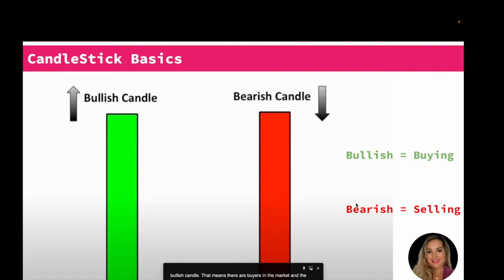When you see a strong red candle, like the one on the screen here to the right, that would be considered a bearish candle. When you see a bearish candle, that means that selling pressure is now in the market and that the price has come down. So just remember, green is buying and red is selling when you see those kind of candles. Green means bullish, red means bearish.